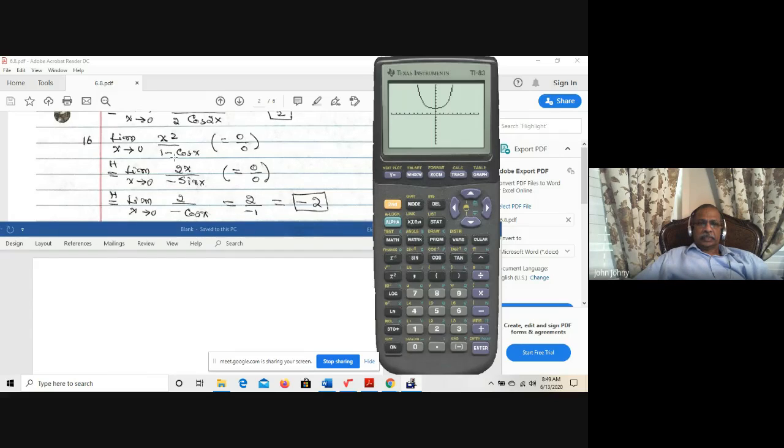Here is the mistake. Negative cos x, when you differentiate negative cos x, you get positive sin x, and that positive sin x becomes positive cos x. So it is 2 divided by 1, which is 2.